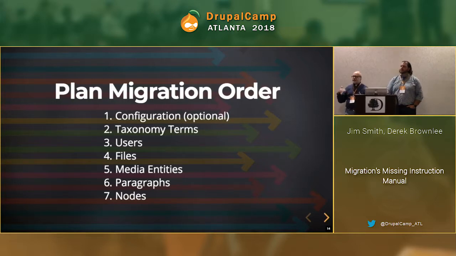But then the next thing would be users, and the reason why that's next is because a lot of your content has to reference users. Then files, and then media entities. We're taking advantage of the new media module and the infrastructure that goes with that. So we are migrating the files, but then creating a new migration of those files into entities. And then paragraphs, which then get attached to nodes. So in a lot of cases, those media entities get attached to paragraphs. And so you have to do that in a logical order.